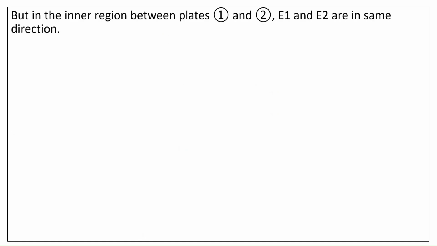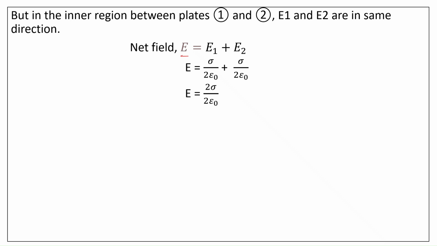Similarly, in the inner region between plates 1 and 2, E1 and E2 are in same direction. Therefore, net field E is equal to E1 plus E2. On substituting values, that is, E is equal to sigma by 2 epsilon naught plus sigma by 2 epsilon naught. On cancelling 2 from numerator and denominator, we get E is equal to sigma by epsilon naught.